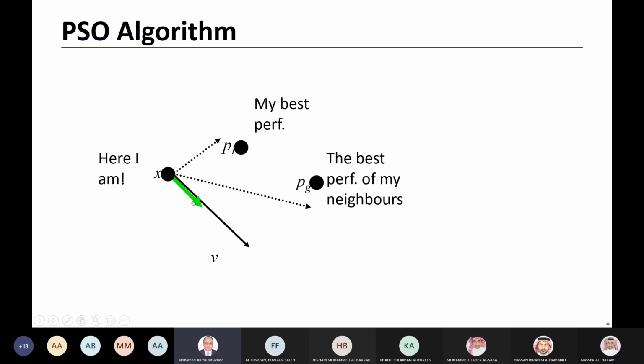This is the first term, the weight multiplied by the current velocity. The second component will be parallel to this difference, and then the third term of the velocity will be in this direction, which is parallel to the difference between the global best and the current position. So this is now the updated velocity. This is the summation of the three that gives you the updated velocity.